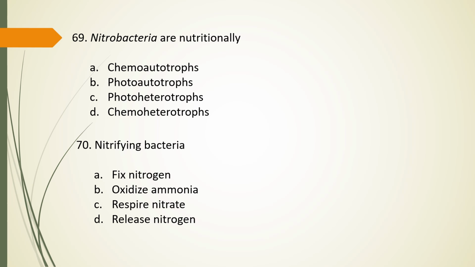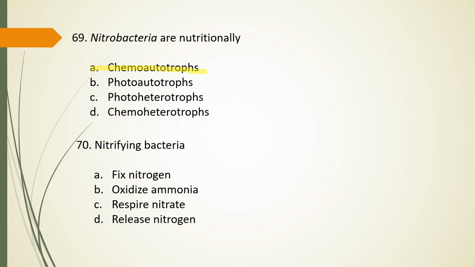Question number 69. Nitrobacteria are nutritionally. Option A chemoautotroph, B photoautotroph, C photoheterotroph, D chemoheterotroph. The correct answer is option A chemoautotroph. Chemoautotrophs are organisms that obtain energy by oxidizing inorganic compounds such as nitrite and use that energy to synthesize organic compounds from carbon dioxide.